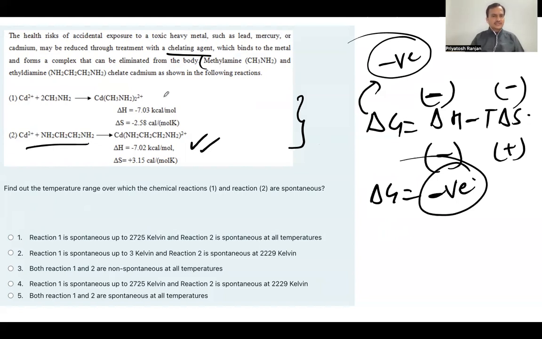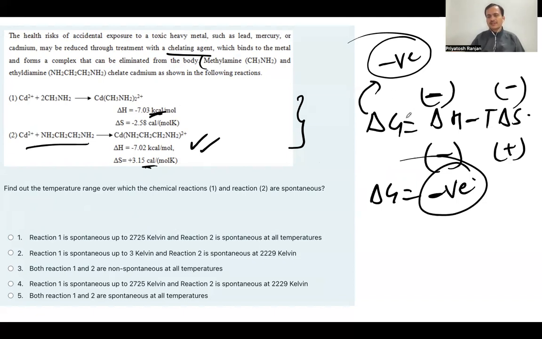How big are these values? The units are not all the same. Remember, delta H is given in kilocalories, while the entropy is given in calories. So I have some idea that the second reaction is going to be spontaneous at all temperatures. This doesn't hold true for the first one. So I need to calculate at what temperature the first reaction is going to be spontaneous.